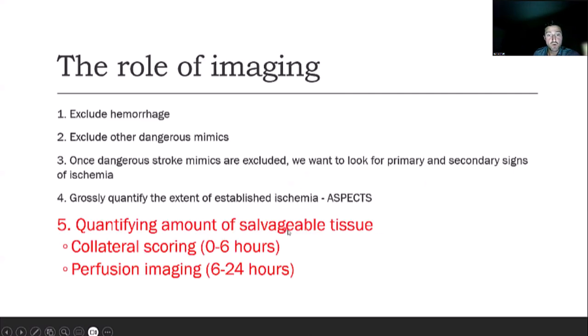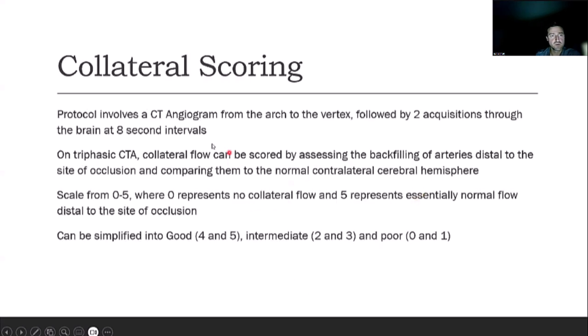And then we want to quantify the amount of salvageable tissue. After establishing the amount that's infarcted, we do this in the acute window with collateral scoring and in the delayed window with perfusion imaging. So, collateral scoring. Our acute stroke protocol involves a CT angiogram from the arch to the vertex, followed by 2 acquisitions through the brain at 8-second intervals, basically getting the early and late venous phase.